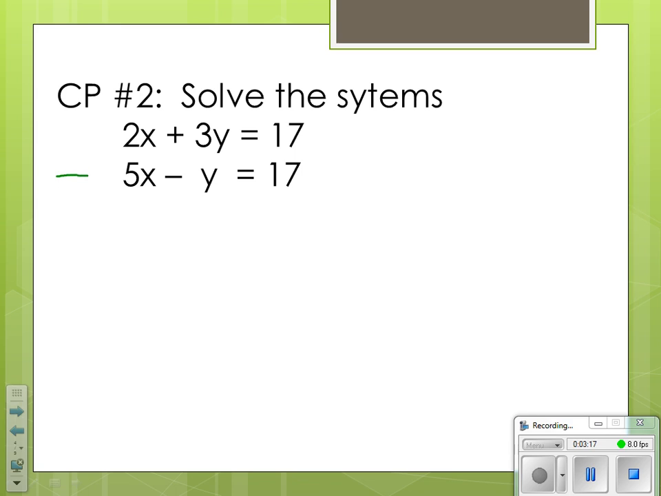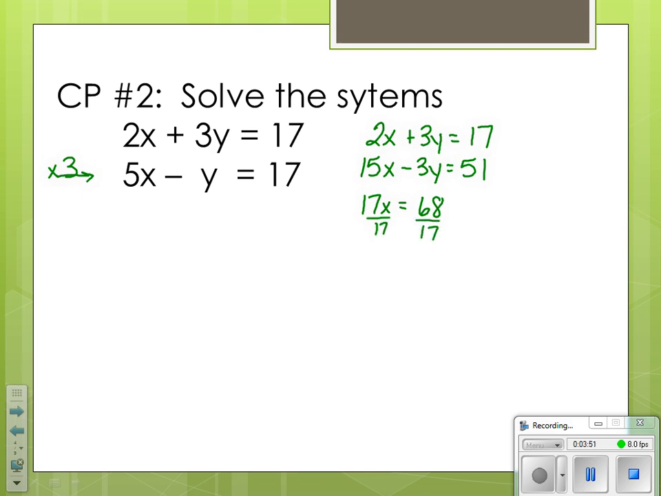So I need a negative 3y, which would require a multiplication of 3 through that second equation. So I'm not going to touch my top one at all. I'm just going to rewrite it off to the side here. And then I'm going to multiply that 3 through my bottom one. Okay. Combine. My y's are going to eliminate. I end up with 17x is equal to 68. Divide off your 17. And x ends up equaling 4.